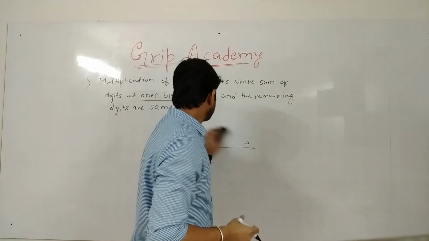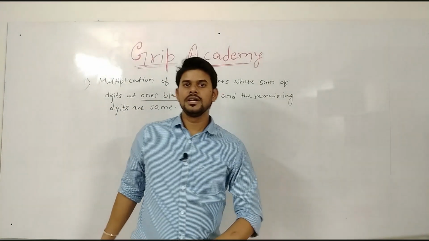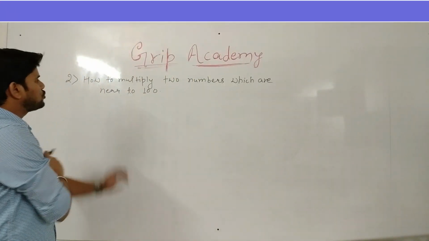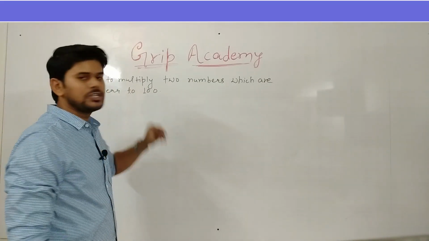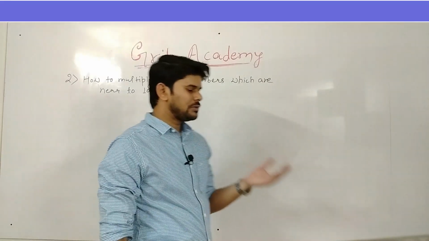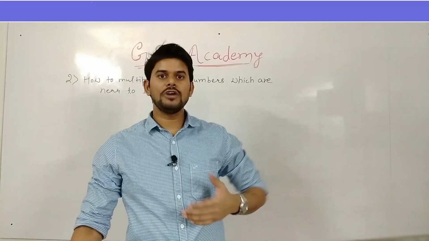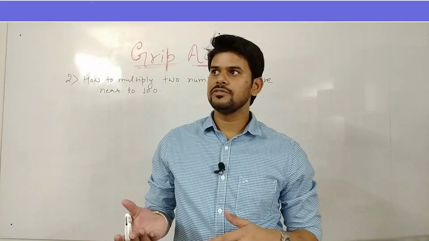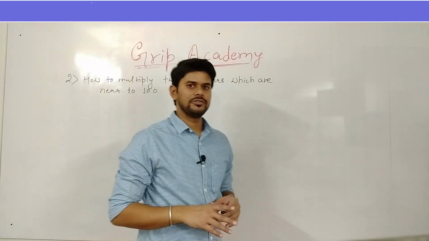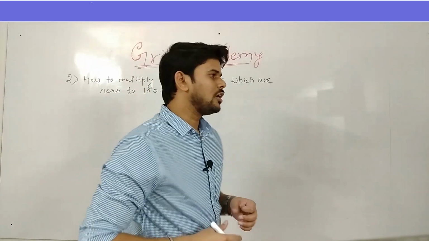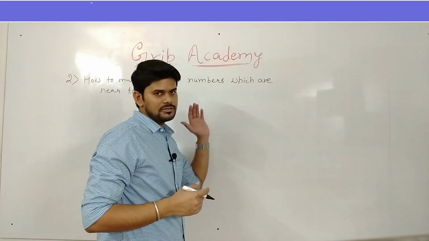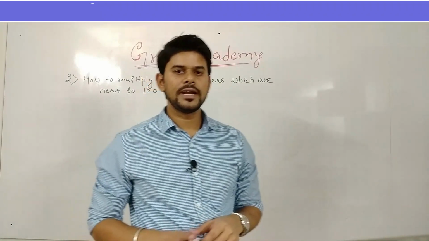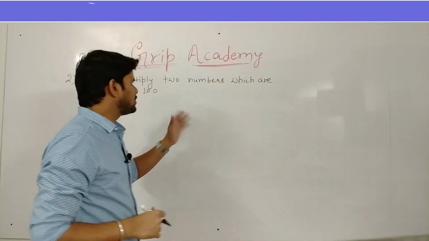Okay, so now we'll go to the next trick. So the second trick is regarding how to multiply two numbers which are near to 100. Consider if you are taking any two numbers like 95 and 96, how will you multiply them? Or two numbers like 105 and 106, how will you multiply them within 2 to 3 seconds? Or if you are taking one number lesser than 100 and one number greater than 100, like 93 and 105, how will you multiply them?